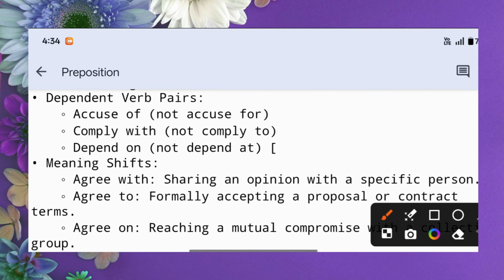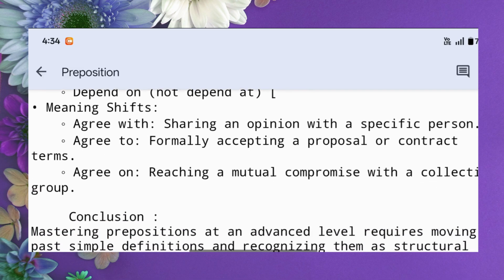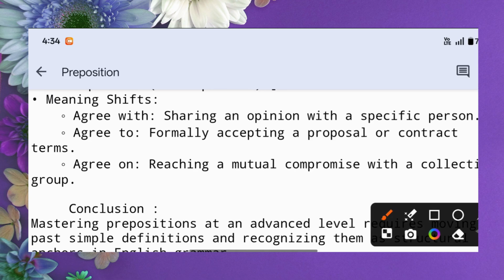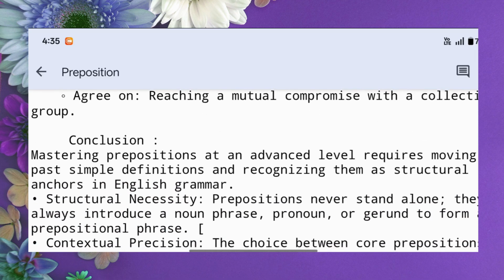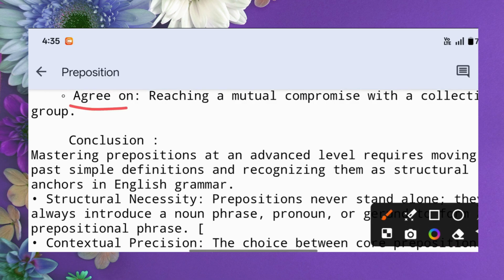Here let's see more. First, dependent verb pairs. Accuse of, not accuse for. Complete with, not complete to. Depend on, not depend of. Next, meaning shifts. Agree with: sharing an opinion with a specific person. Agree to: formally accepting a proposal or contract terms. Next, agree on: reaching a mutual understanding with a collective group.